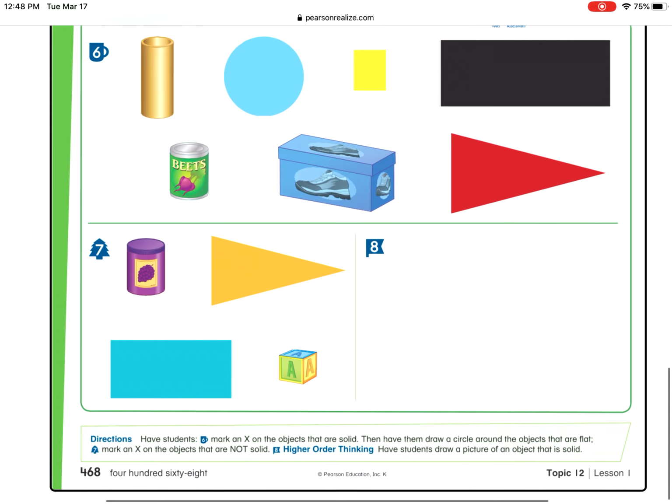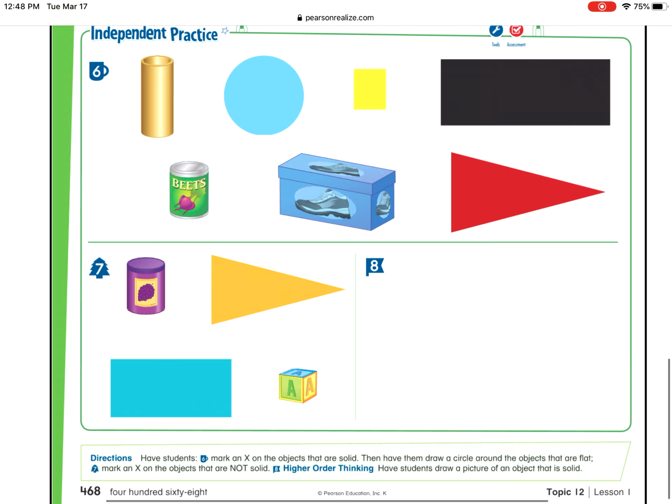Number 6, this is an independent practice. Mark an X on the objects that are solid. So you have to find all the solids, okay? So look at all the images like the cylinder and the rectangle prism. So for number 6 you're finding only the solid shapes. Then you're gonna draw a circle around the flat shape. So do one step at a time. The solid gets the X and the flat gets the circle.